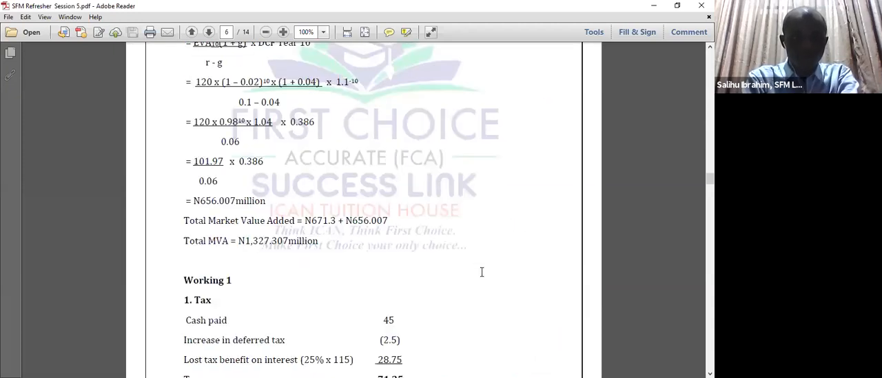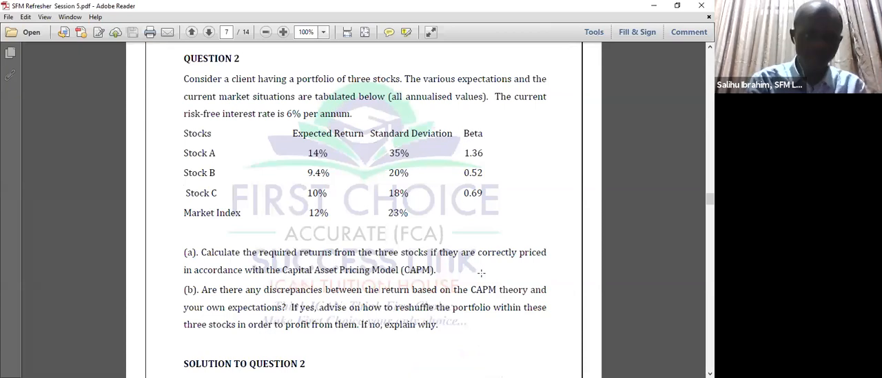Question number 2. Now let's read the question and we provide a solution to it. Consider a client having a portfolio of 3 stocks. The various expectations and the current market situations are tabulated below, all annualized values. The current risk-free interest rate is 6% per annum.